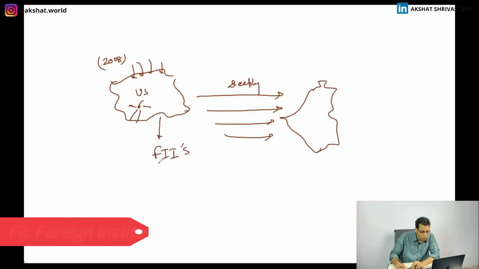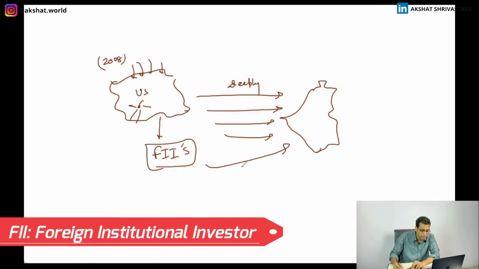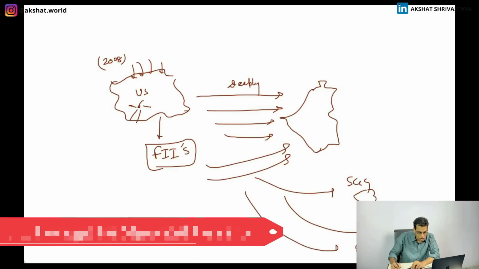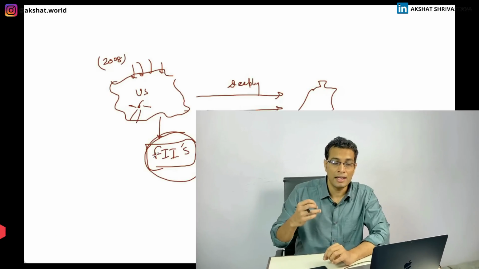The answer is FIIs, foreign institutional investors. They pour a lot of money not only in India, but in Singapore, in Australia, in Southeast Asia. So these FIIs pull out a lot of money all across the globe when any kind of systemic, world-impacting challenge happens, be it coronavirus or the 2008 financial crisis. This is precisely the reason why the world markets are interlinked.